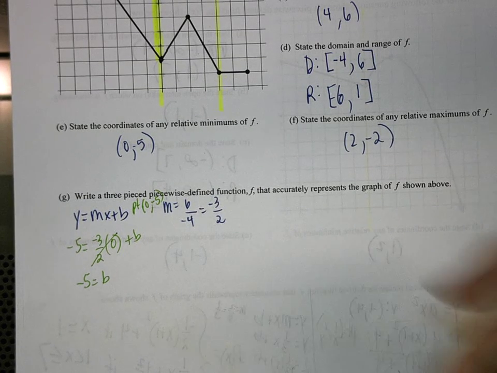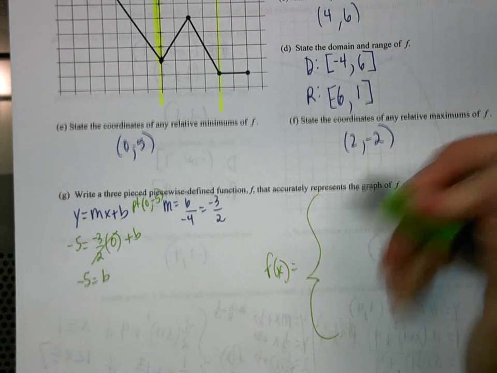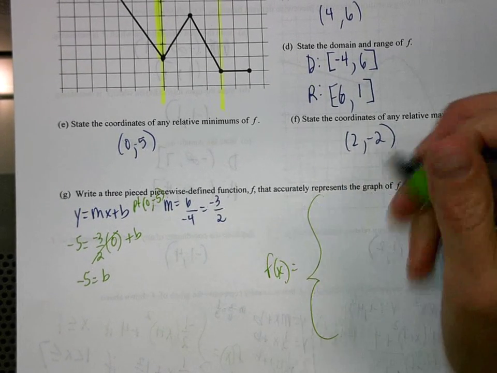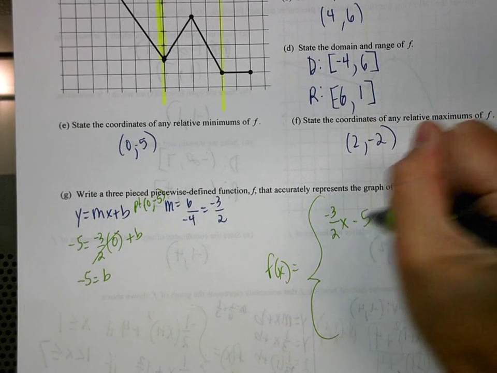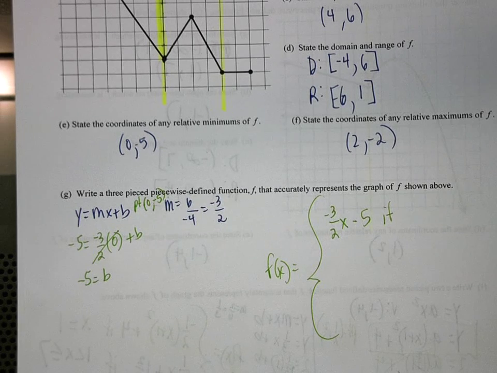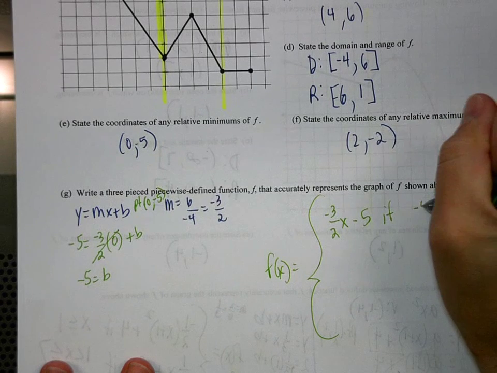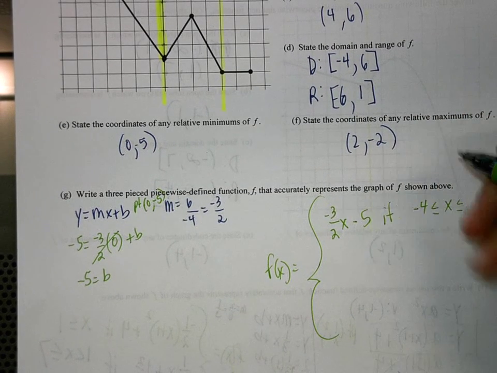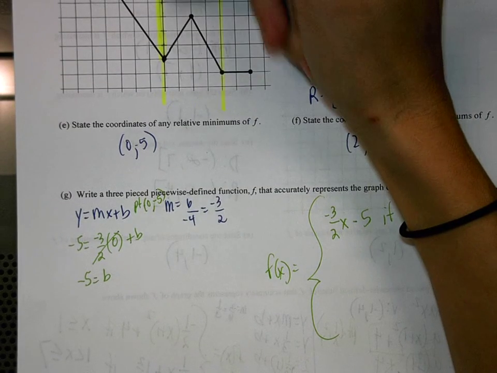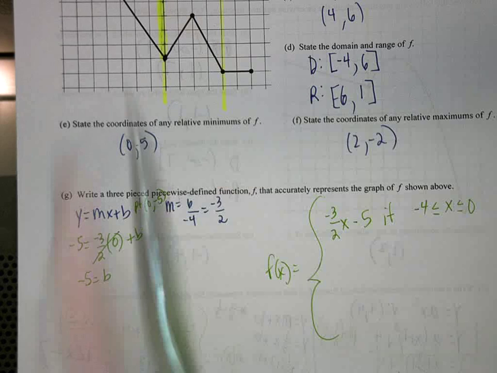So when we're writing our function, my first equation is going to be -3/2x minus 5 if, and what is that boundary? -4 is less than or equal to x is less than or equal to 0. Because this line is going from this point to this point. And that is from -4 to 0.